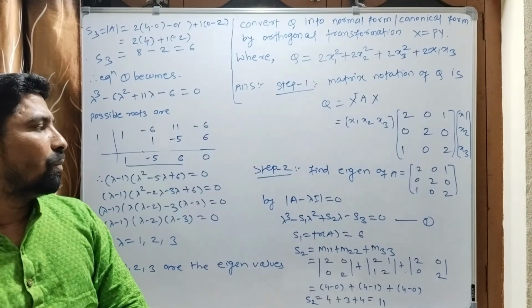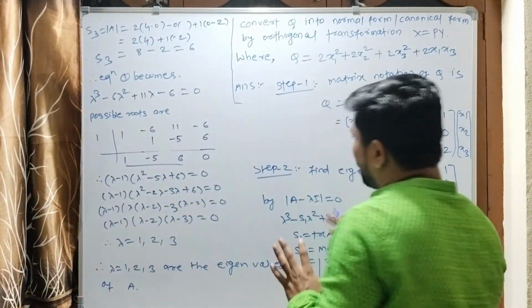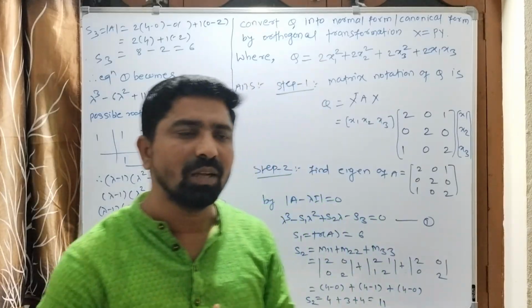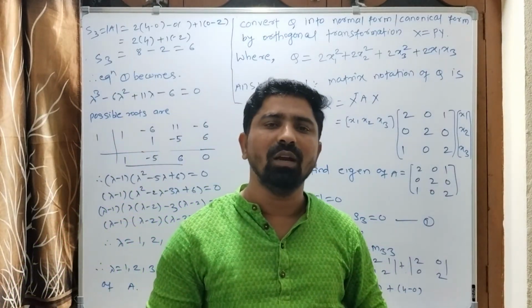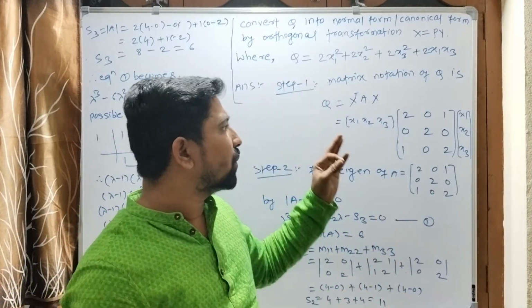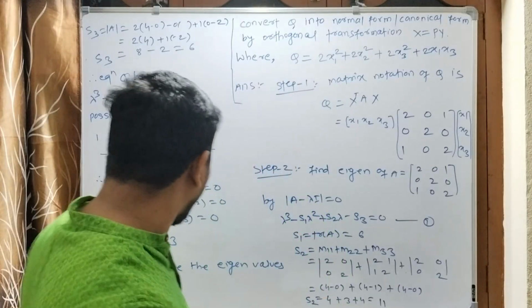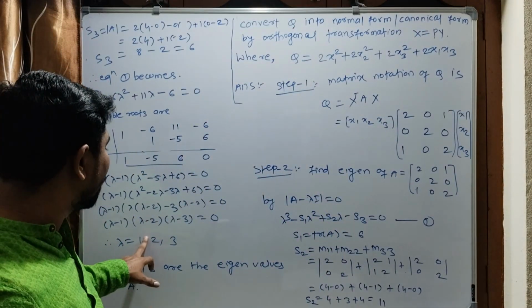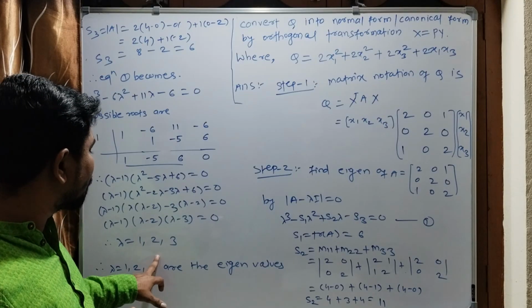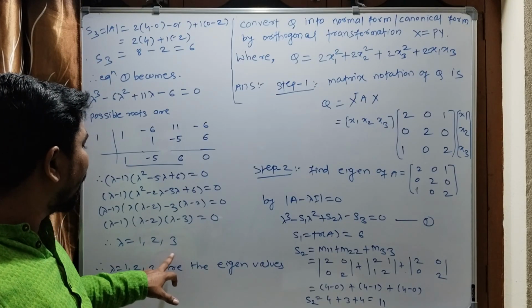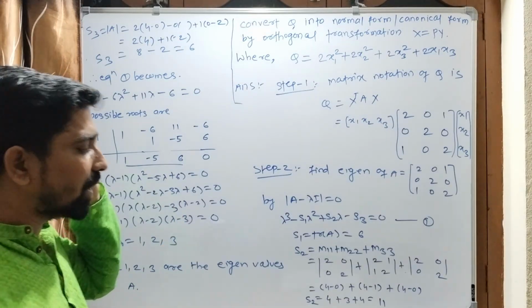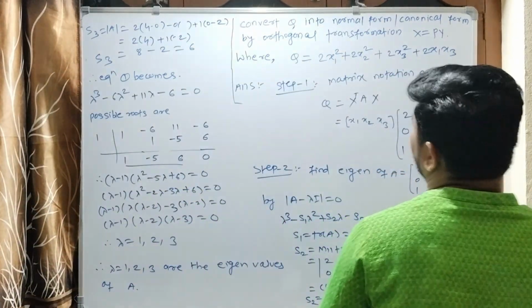So up to now we have found, first, the matrix notation, and second, the eigenvalues of your given matrix. Now the third step is to find the eigenvector corresponding to each eigenvalue. We have to find eigenvector x1 corresponding to lambda 1, eigenvector x2 corresponding to lambda 2, and eigenvector x3 corresponding to lambda 3 equal to 3. Now I want to find eigenvectors x1, x2, x3.